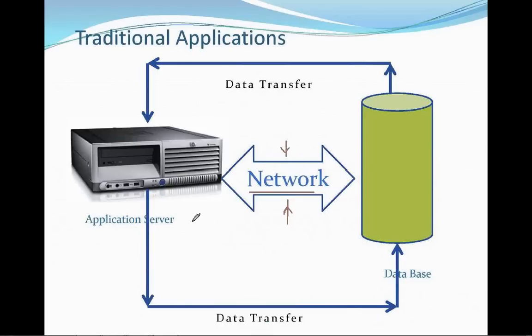Because in a traditional application, you continuously hit the data, you come back. Suppose you write a select star from query, you hit the data, you come back. You hit the data, you come back. But I want to reduce my dependency on network. What can I use? If I want to reduce the dependency on network, I can use Hadoop.